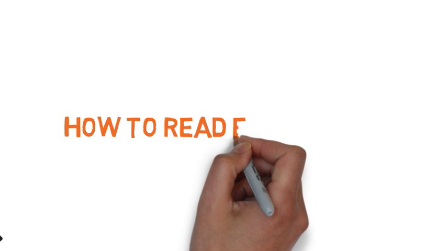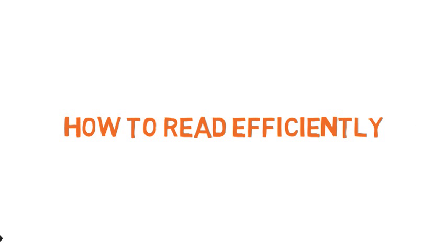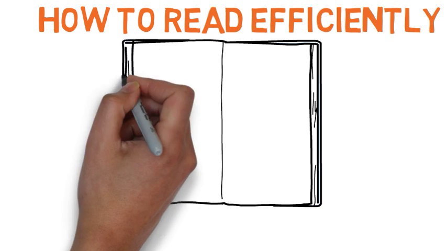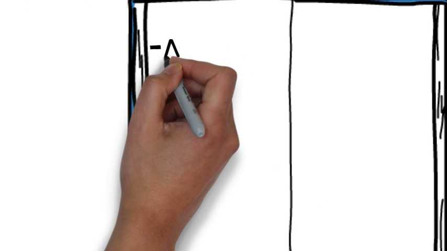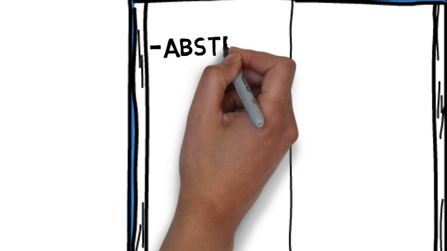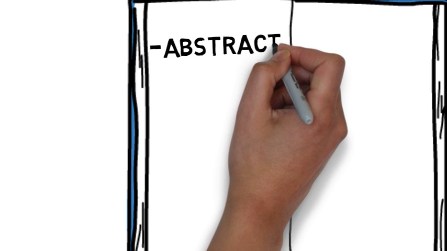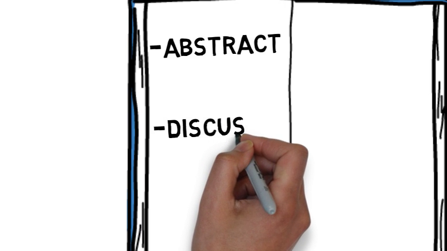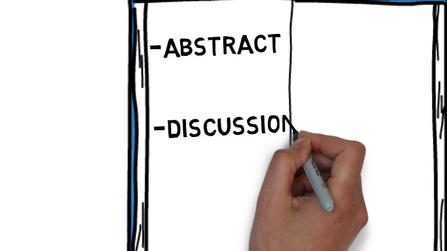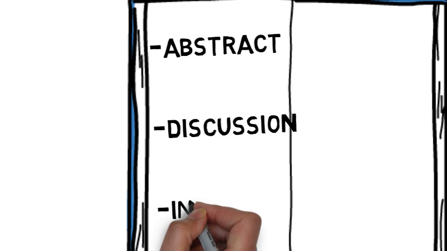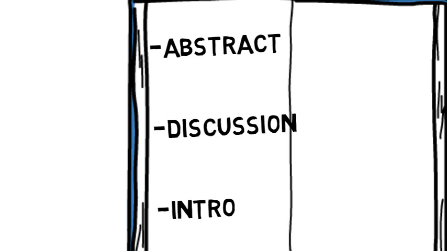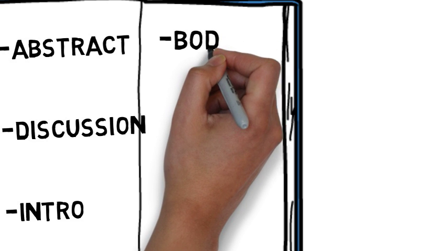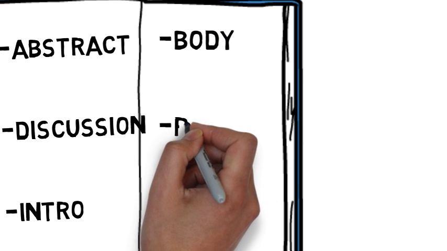So how to read journal articles efficiently. Start with the abstract. It's a summary. Then jump to the discussion, another summary. It will let you decide if you want to use this article. Then go back to the intro and start over. This shows the author's approach on the study. The body will include methodology, results, and data. Reread to catch things you may have missed the first time.